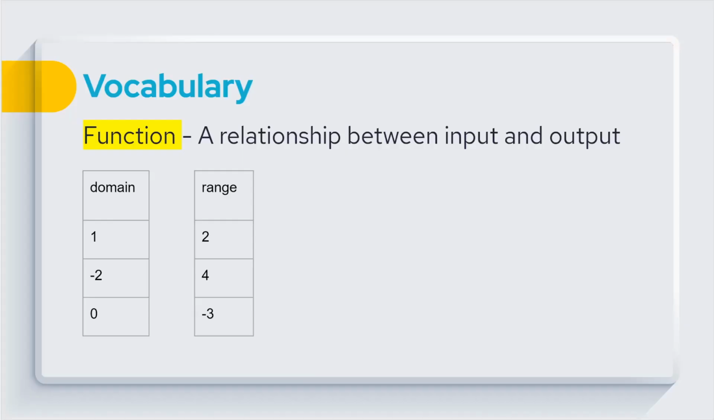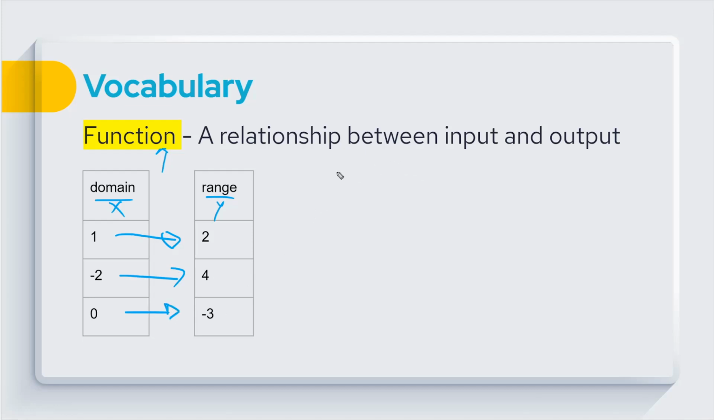Okay, let's start at the beginning with some vocabulary. A function. A function is a relationship between an input and an output. If you remember from our previous lesson with domain and range, the domain is the x value that you put into the equation, the independent value, and it gives you an output, a range, which is the y value. Anytime you put in an x, you get a y, right?